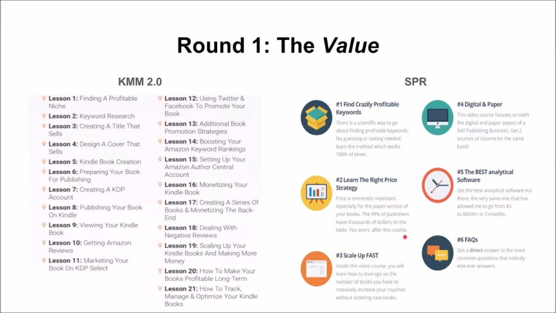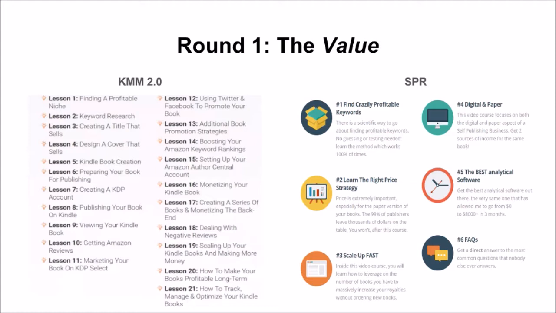So another main difference here, K-Money Mastery 2.0 in the front end offer does not offer anything about CreateSpace, anything about paperback books. Paperback books make at least 50% of your income as a self-publisher, or at least a serious profitable publisher's income. So you're not going to be getting access to that in K-Money Mastery 2.0. Where you are going to be getting access to it is in the first upsell, which we'll talk about in round 2.